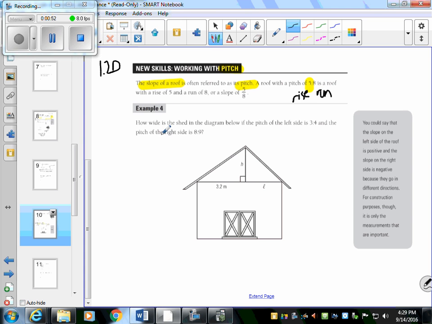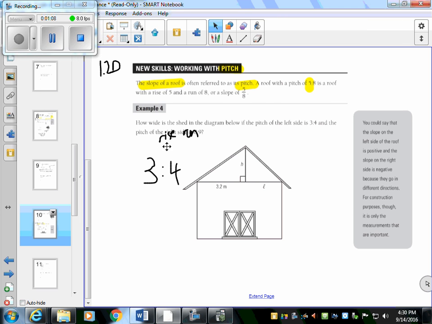So for example here, how wide is the shed in this diagram below if the pitch of the left side is 3/4? So 3/4, that 3 is talking about the rise and the 4 is talking about the run, right? So on the left side, the rise is 3 and the run is 4. So that would mean when this rise is 3, this run is 4 for the left side. And the pitch of the right side is 8 to 9.